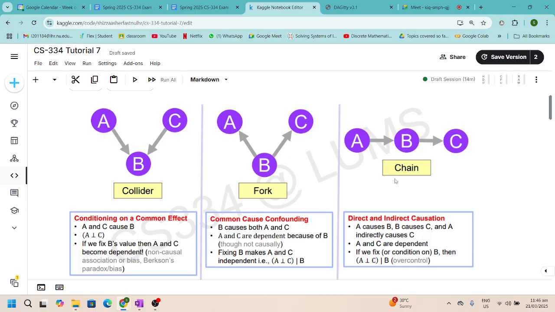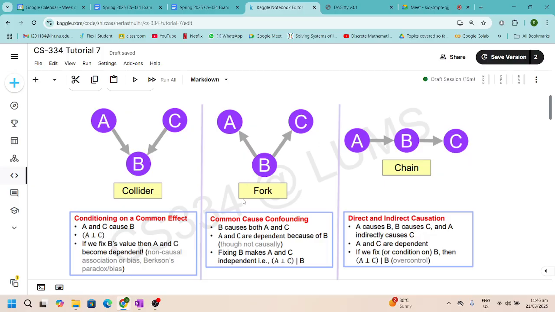Starting with the chain actually. So this is what a chain looks like. A goes to B and then B goes to C, which means A causes B and B causes C, or A indirectly causes C through B. All right? You can leave out the conditioning part right now. That is your chain structure.